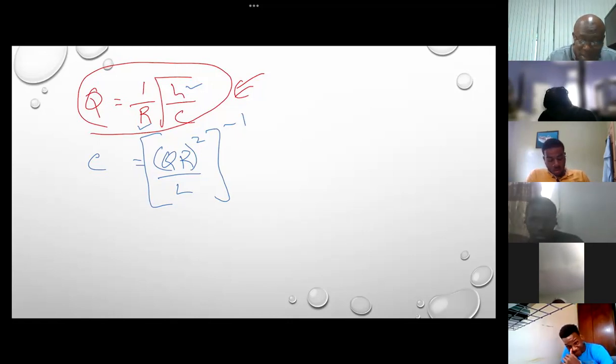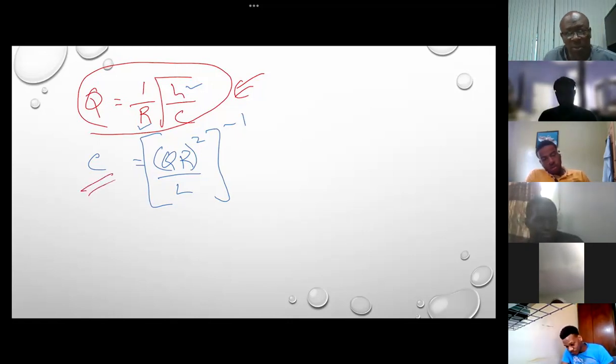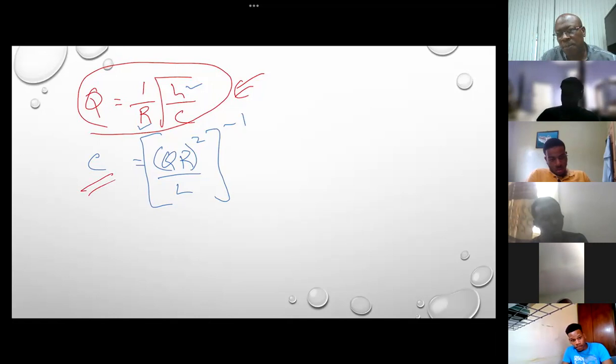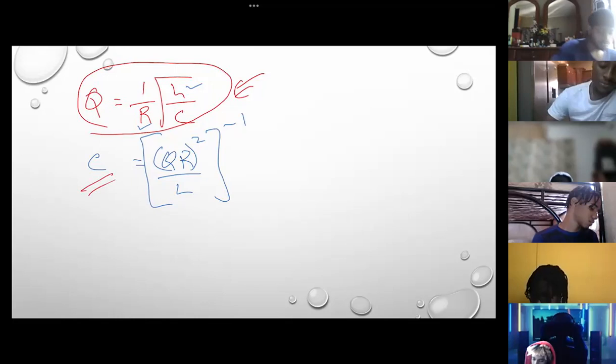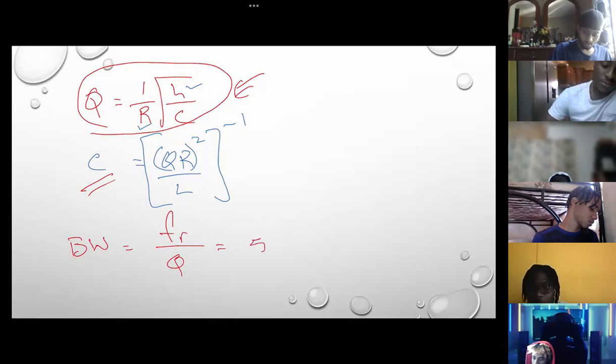So we rearrange the formula and we find C, whatever C is equal to. All right, what's the next thing we're asked to find? The bandwidth. FR over Q. Okay, so the bandwidth is equal to FR over Q, which this one is equal to 50 hertz, right? Which is 2 times 10 to the 3 over 40.